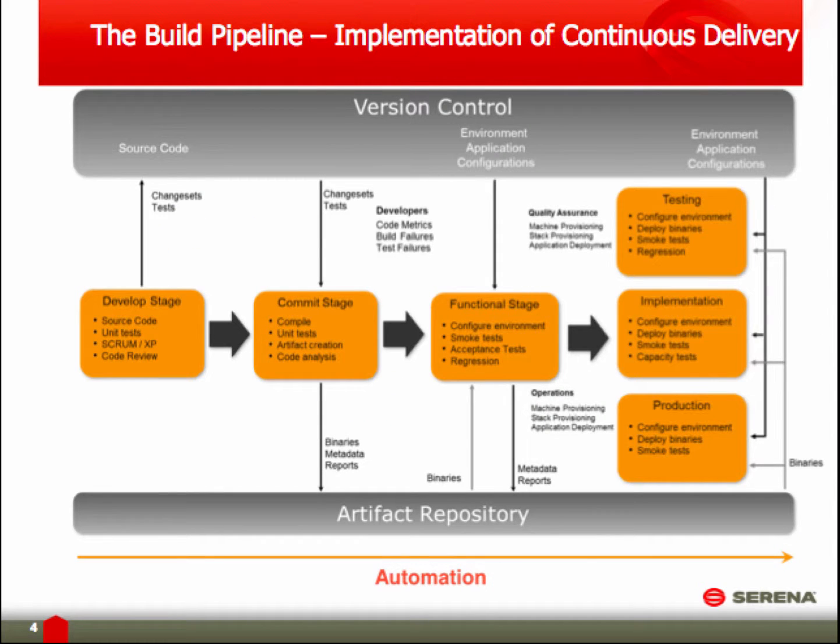We can visualize the software delivery process as a build or deployment pipeline. The pipeline has 4 stages. Stage 1 is the developer stage. This is where developers write code for requirements and stories, write unit tests, and practice quality practices such as code and peer review. Stage 2 is called the commit stage.